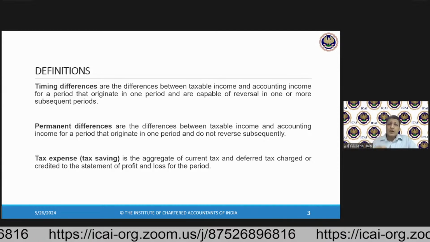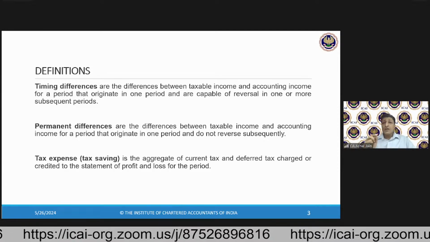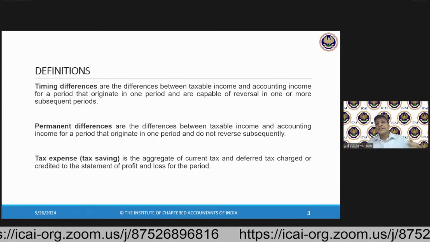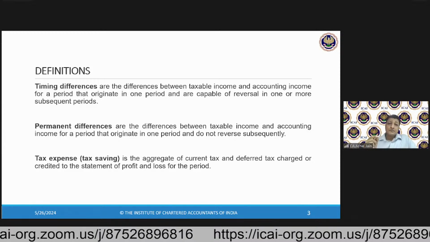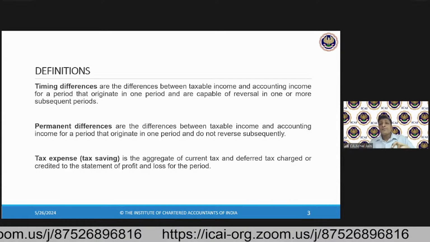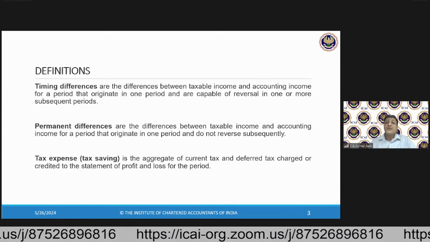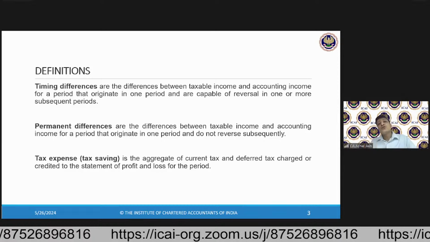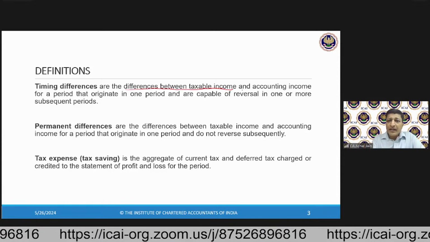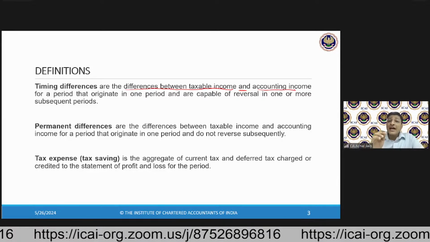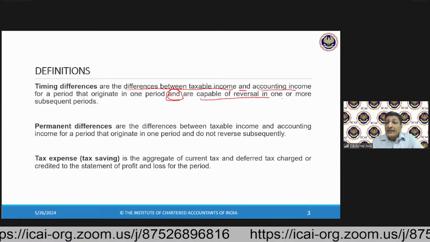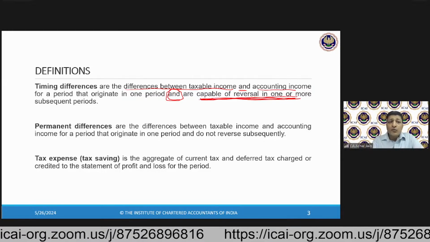Now, around the timing differences, we understand that these are those differences which arise between the accounting income and the taxable income. So this is one part. Plus, such differences should also be the ones which get reversed in the future periods. So of course, we are talking about differences between taxable income and accounting income. But the other important point is that such differences should get reversed in the future periods.